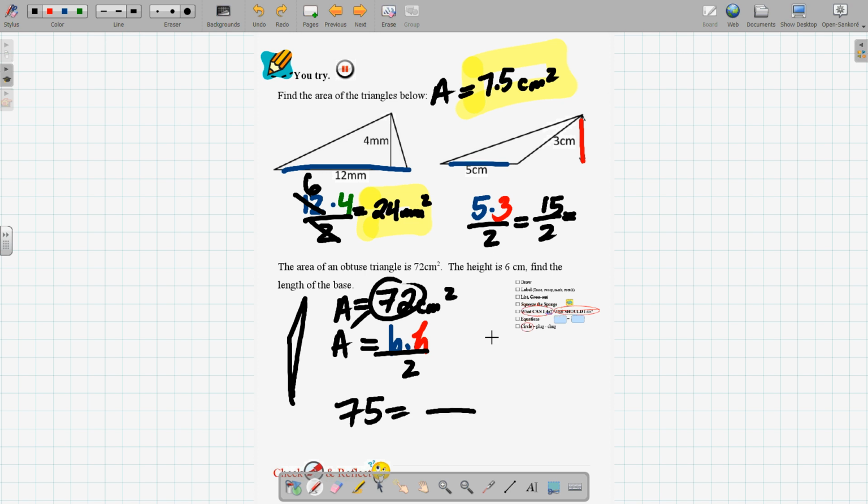72 equals my base, which I don't know, but my height I do know is 6, over 2. I'm going to take that 2 into 72. 6 over 2, that's 3. So I basically have my base is going to be 72 divided by 3. And that is 24. Check for units: centimeters. That is your base. If you got any of these wrong, you should write a little note of reflection.